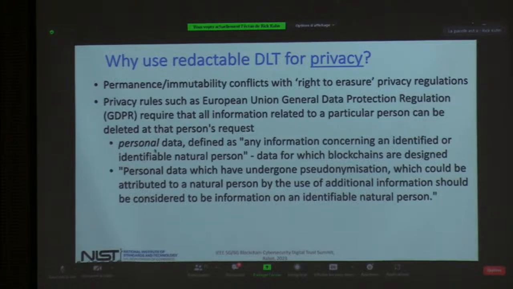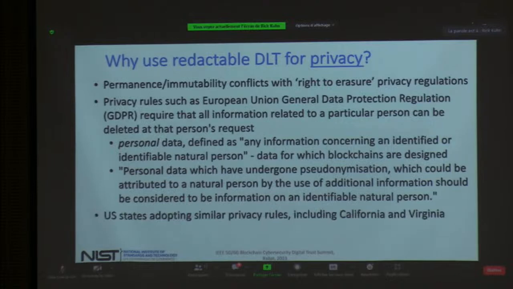So personal data is defined as basically any information that can be traced to an identifiable natural person. And of course, a lot of that data is what blockchains were designed for. So even if you have pseudo-anonymized data, the user can still request that that data be deleted. And this can even be something that is indirectly traced to the user.